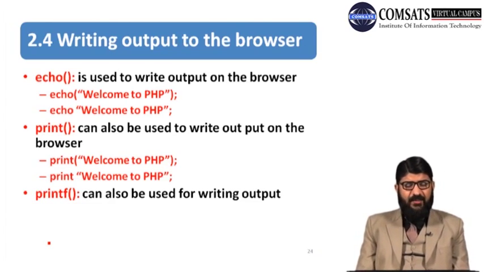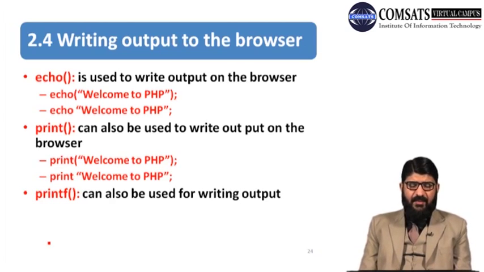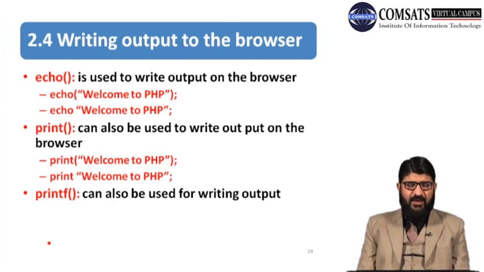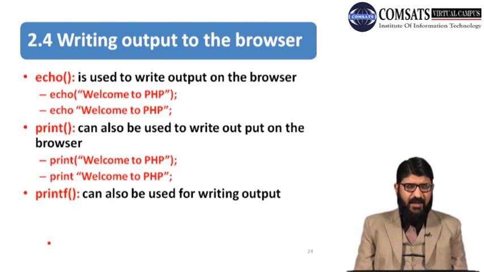Print is basically also used to write the output on the user web browser. How to write the print command? Just write print and then with small brackets and inverted commas write the required output that you want to show on the user web browser. And the print can also be used without any brackets. For example, print and then in inverted commas, welcome to PHP. So you are omitting the brackets for the print as well.